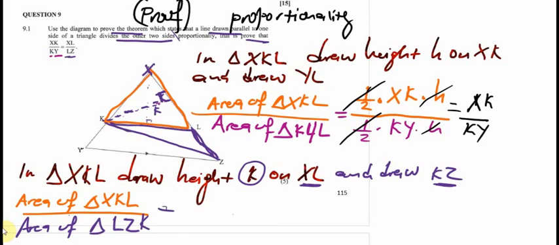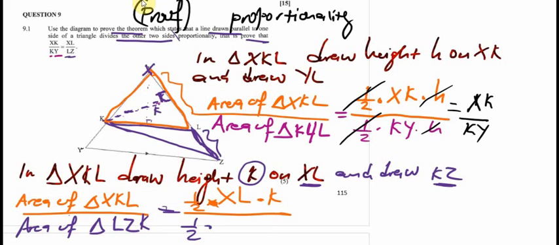So it will be equal to, for the area of XKL, half multiplied by the base, which is XL, multiplied by the height, k, divided by, you can see that it's also half for LZK, half times the base, which is LZ, multiplied by the height, k. So we have now XL all over LZ.